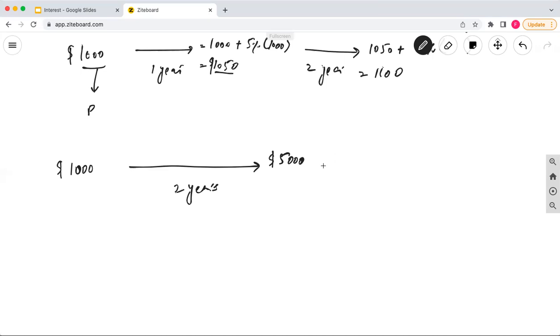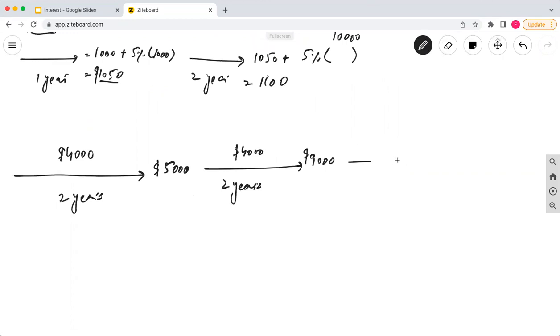13,000. Okay, let's see. This is actually the concept of simple interest, or you can say arithmetic progression. In 2 years, his investment increased by how much? 4,000. So in the next 2 years, again the investment increases by 4,000, so it will become 9,000. And again after 2 years, there is an increase of 4,000 and it will become 13,000.